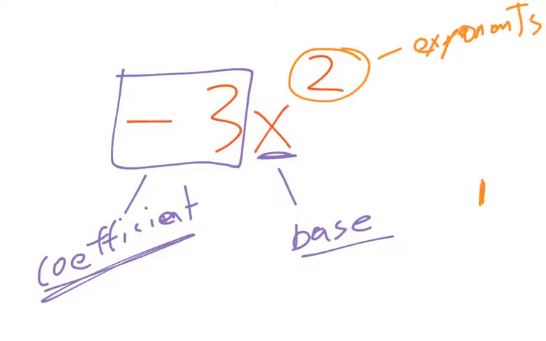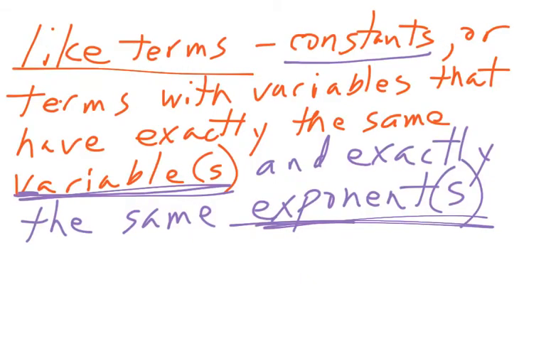Every term could actually have these, even though you might not see them. So for example, if I just write an x to the 4th, well, believe it or not, that has a coefficient of 1. So if you don't see a coefficient, it's 1. Okay? If you don't see an exponent, it's also 1. So like terms, remember, have the same variables and the same exponents. The coefficients can be different, though.